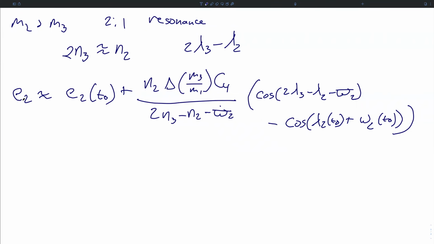that is, the eccentricity of body 2 will be approximated by its initial value plus the mean motion of body 2 times the ratio of semi-major axes, a2 over a3, this delta term, times the ratio of the mass of body 3 to the mass of the central body M1, times that C4 coefficient from the direct part of the disturbing function, all over twice the mean motion of body 3 minus the mean motion of body 2 minus the time rate of change of the longitude of periapsis of body 2, and then all multiplied by these two cosine terms, one of which is just a function of the initial values of the mean longitude of body 2 and the argument of periapsis of body 2, and the other one being a function of twice lambda 3 minus lambda 2 minus varpi 2, which is exactly the form of the cosine arguments that we picked up from the direct and indirect parts of the disturbing function due to this resonant condition.